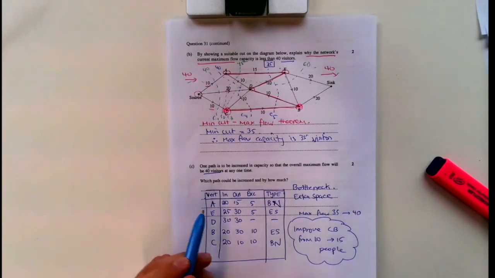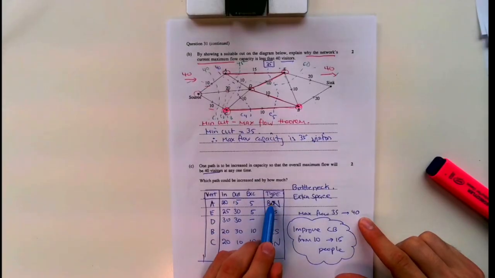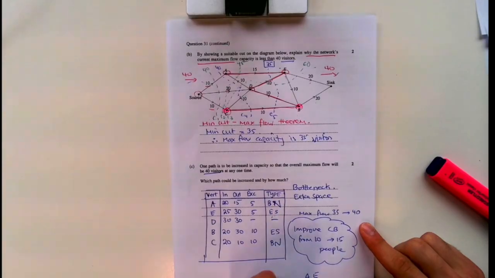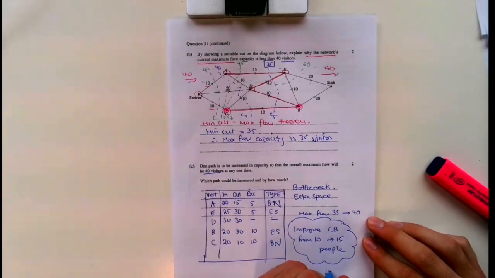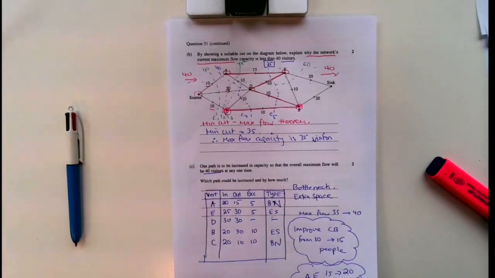Now you might also notice that you can also pair up A and E, which have a 5 excess and a bottleneck and extra space. And that would also be perfectly fine. So you'd go from 15 to 20. Now both of these are correct answers. It's up to you which one to pick. I just went off BC because there's more space to be able to improve it by.